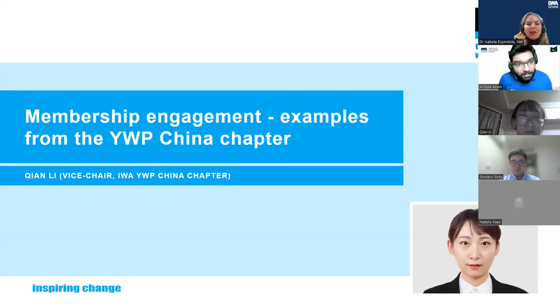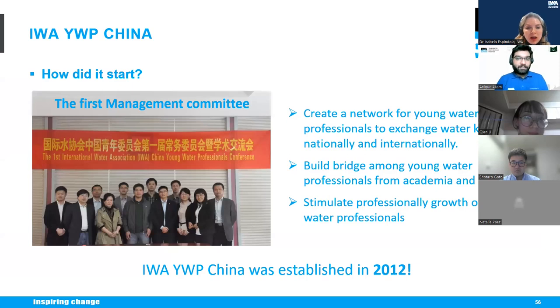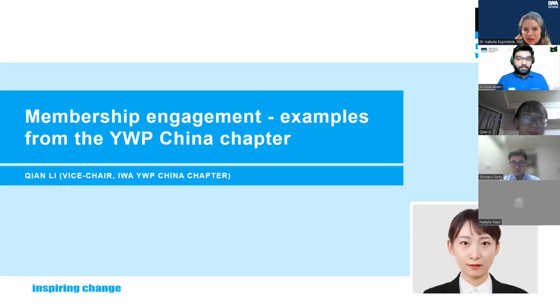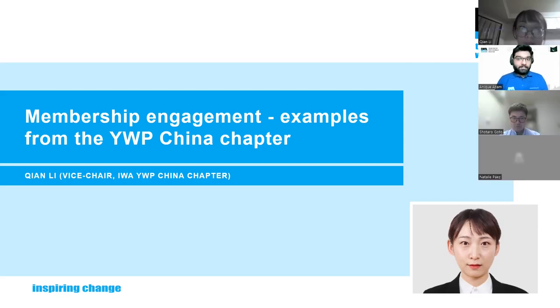So once we had this overview about the process of creating and maintaining a chapter, I would like to invite Chen Li to present some of the examples that we have for membership engagement with the China chapter. Thank you, Isabella. My name is Chen Li, one of the members of the IWA YWP Steering Committee and also Vice Chair of the China Chapter. Today I'm going to talk a little bit about membership engagement and give some examples from the China Chapter.